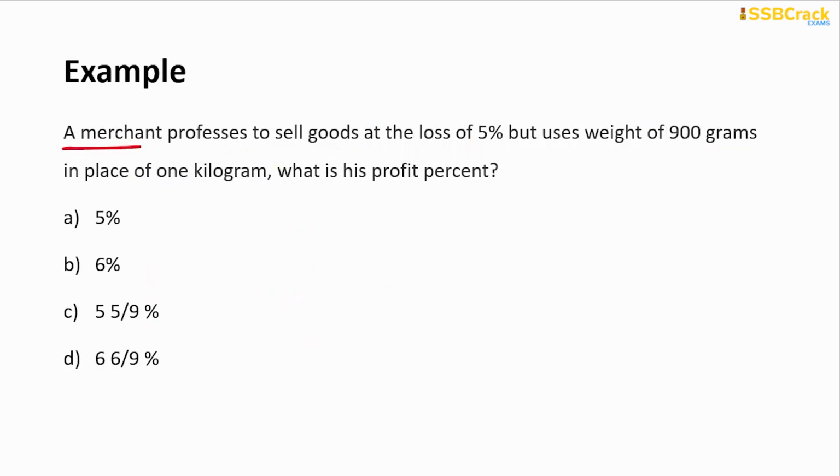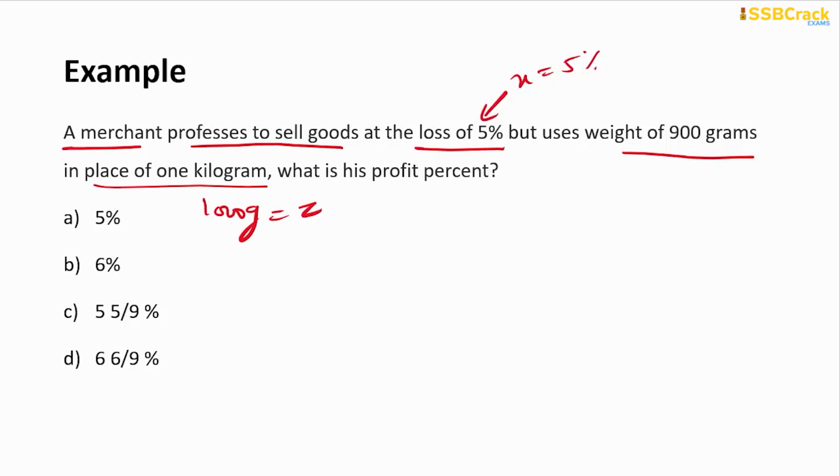If a merchant professes to sell goods at a loss of 5%, so this is the value of X, 5%. But he is using a weight of 900 grams in place of 1 kilogram. 1 kilogram is 1000 grams, so this is the value of Z. He is using 900 grams, so this is the value of Y. And hence we shall find out what his profit percent is with the help of the formula just discussed.